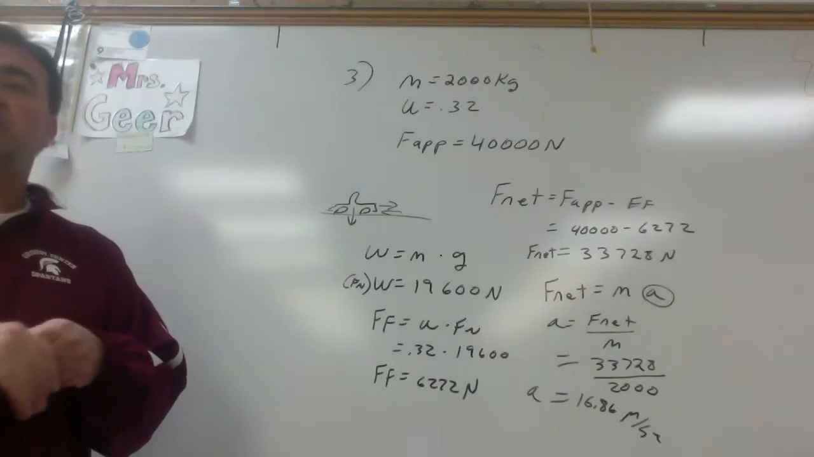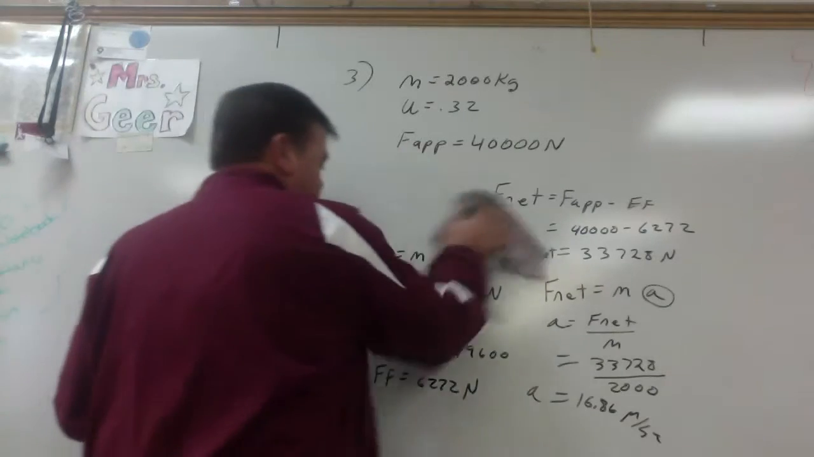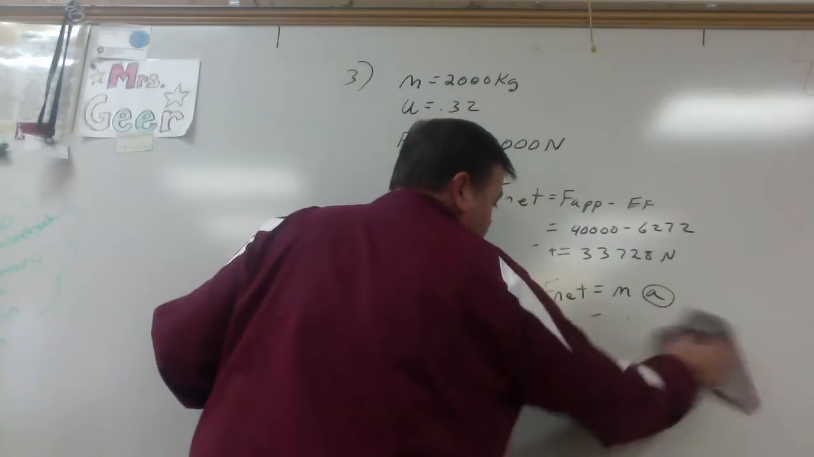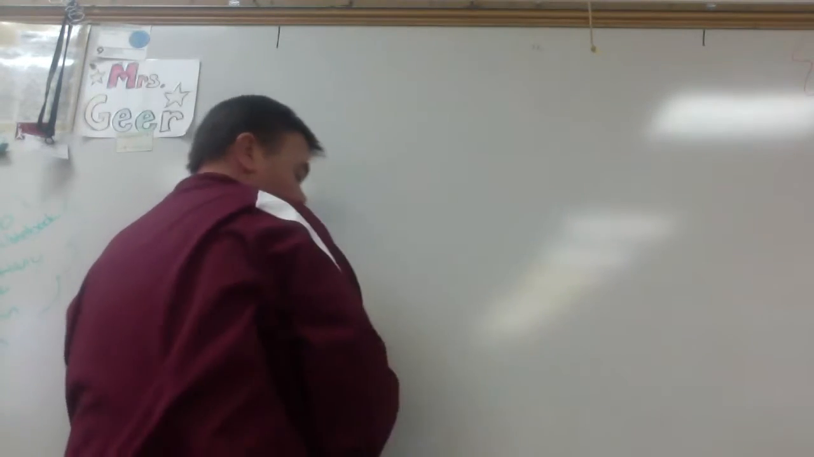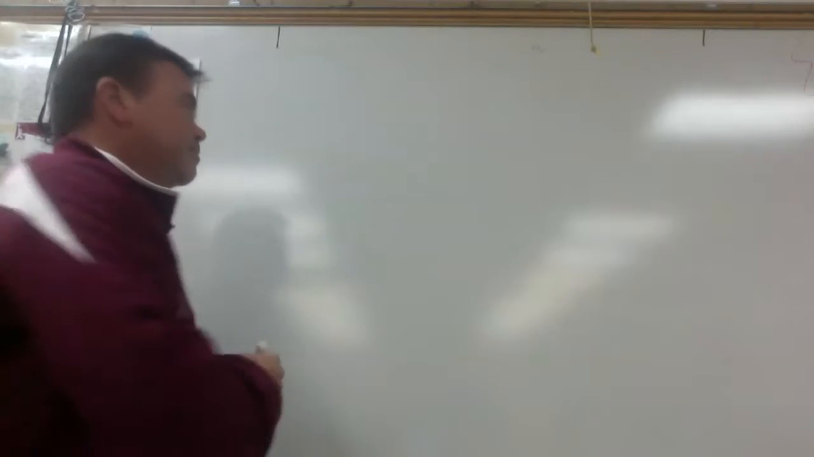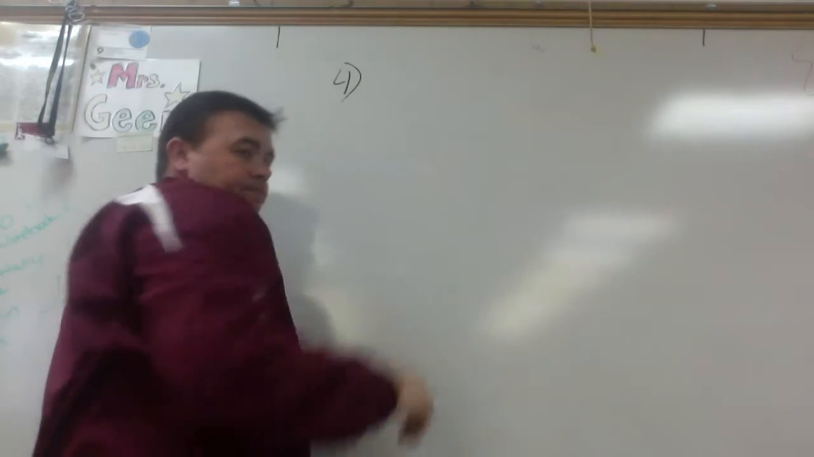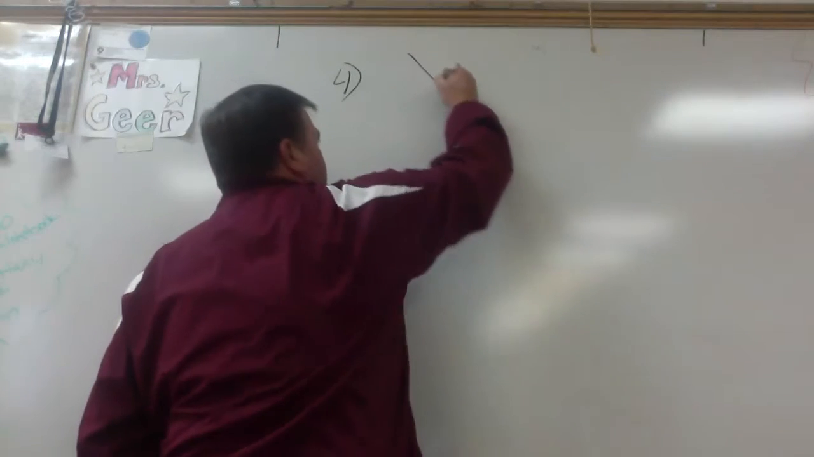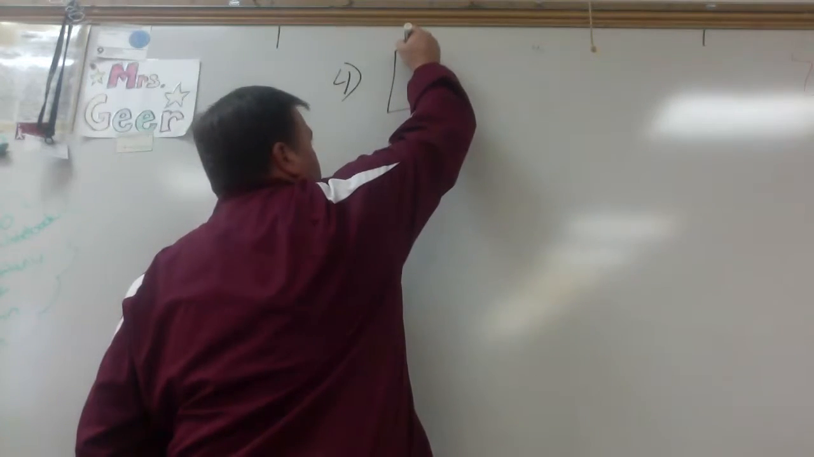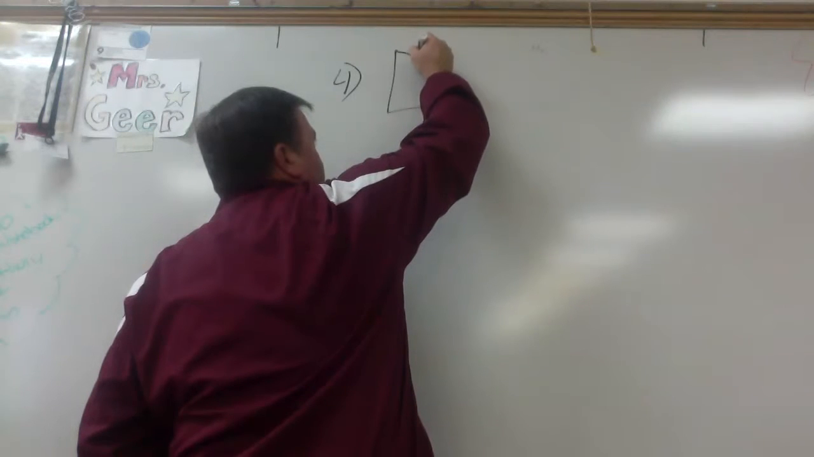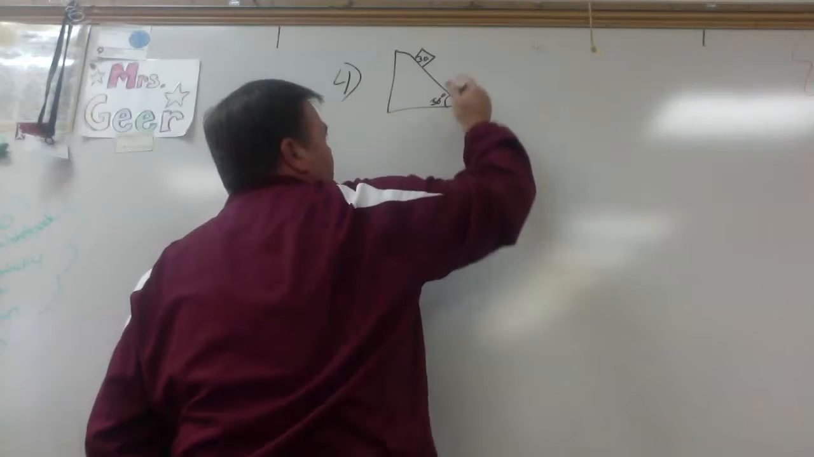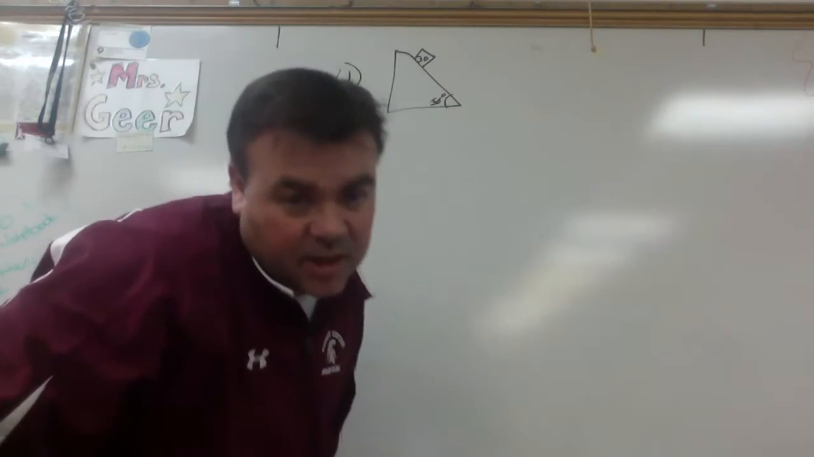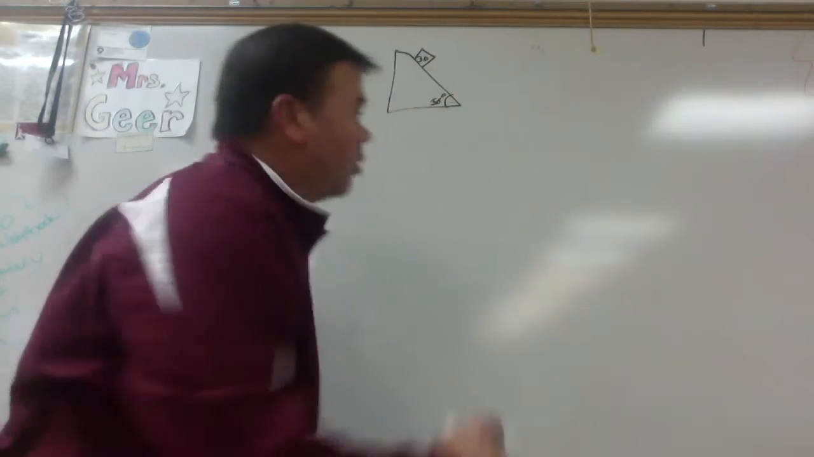Are you good to go, Sarah? All right. Number 40. A 30 kilogram block on a 50-degree incline. The mass is 30, the angle's 50, and the coefficient of friction is 0.12.